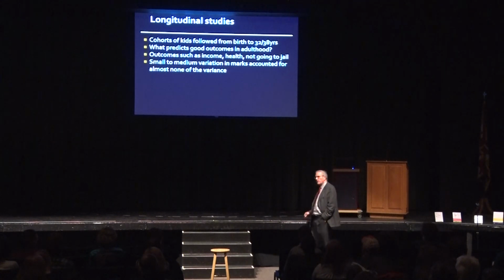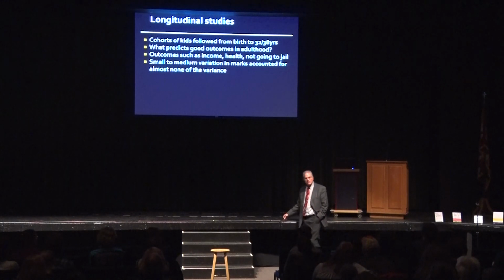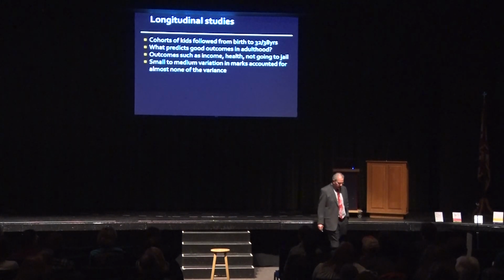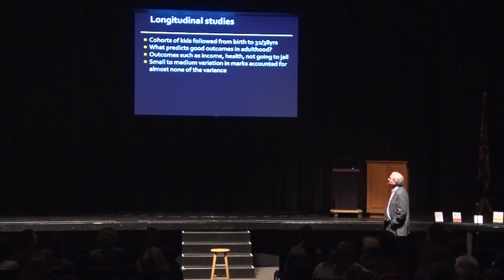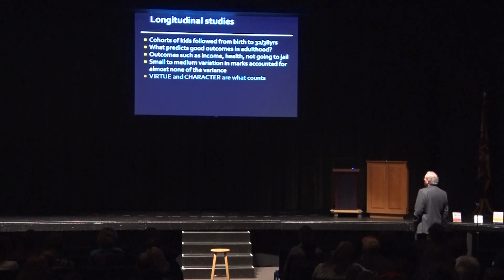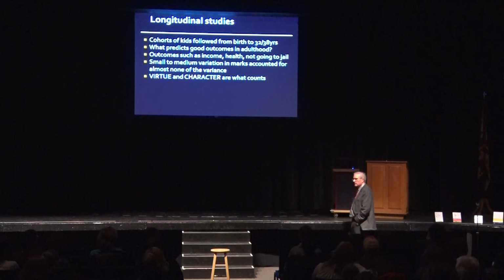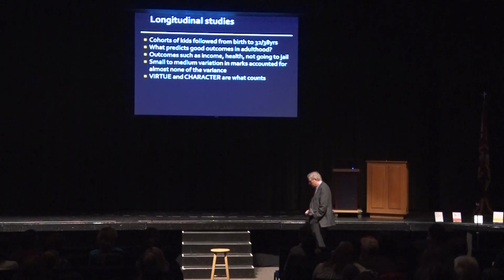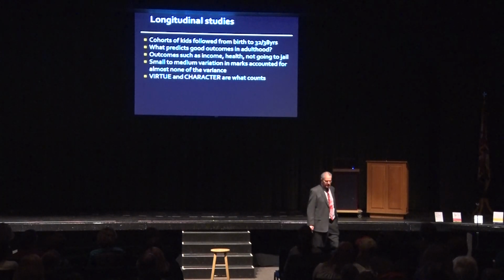But getting straight A's and getting into the top school do not predict good outcomes at 32 years of age. They do not. I defend that statement at considerable length in my book, The Collapse of Parenting. What predicts good outcomes? Virtue and character predicts good outcomes. And when I say character, I mean conscientiousness. Conscientiousness means self-control and honesty.